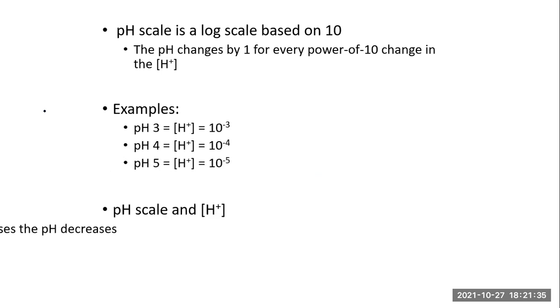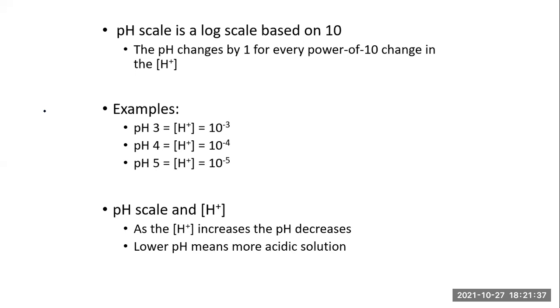Okay, so a couple important things in terms of the relationship between pH and what is happening. The pH scale changes by 1 for every power of 10 that changes, which means if I have an H plus concentration of 1 times 10 to the minus 3, I have a pH of 3. 1 times 10 to the minus 4, the pH becomes 4, and 1 times 10 to the minus 5, the pH becomes 5. So if we change the concentration of H plus in the solution by a power of 10, we will see the pH change basically by 1 unit.